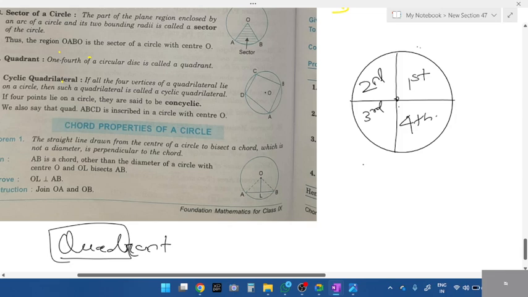The total angle of the circle is 360. 360 divided by 4, 90 degrees. You'll get 90 degrees here, each 90 degrees. This is known as quadrant. Basically, the circle is split into four parts. That is the meaning of quadrant.